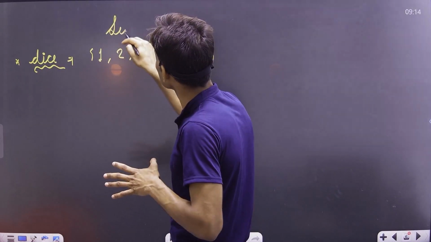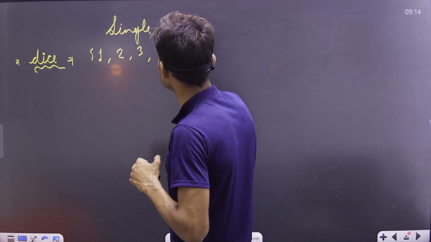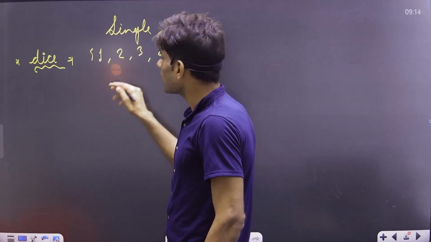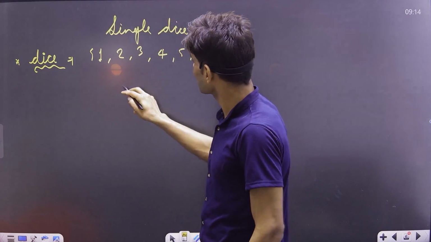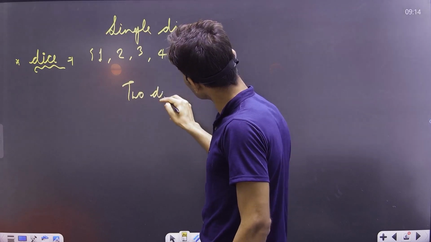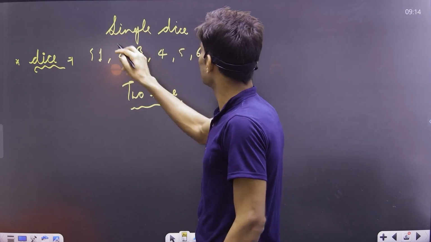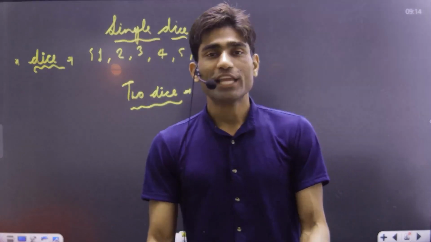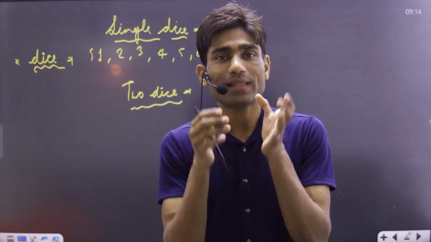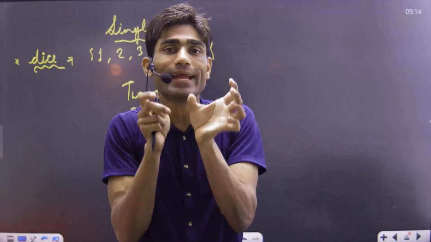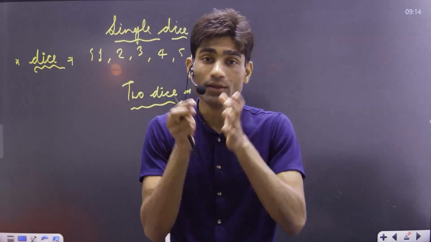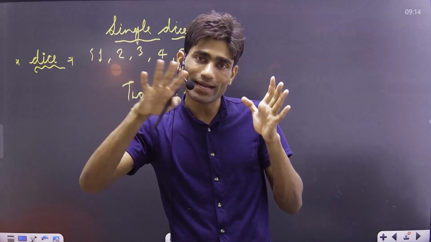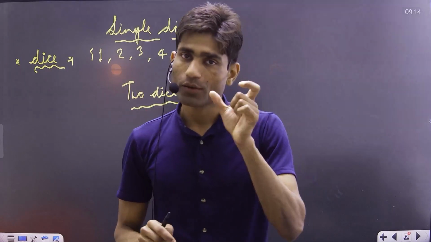This one is for a single dice. Now next, when we toss 2 dice at a time, this one is for 2 dice. What happens if we toss 2 dice at a time? That means when 2 dice come together, we get the outcome in the form of an ordered pair. Now by using this, let's find out what possible outcomes we have when we toss 2 dice.